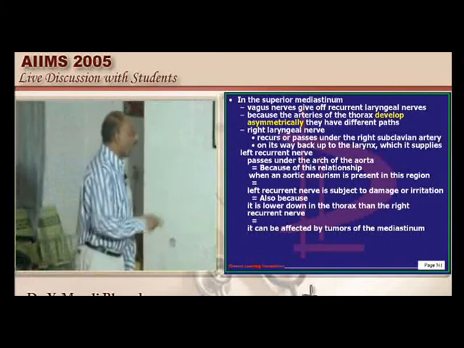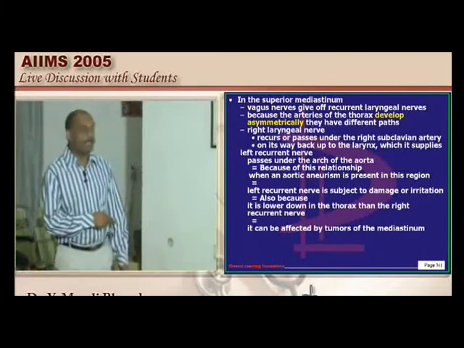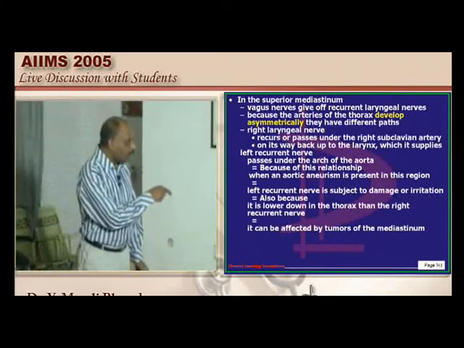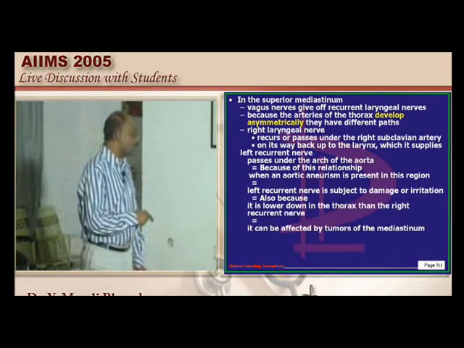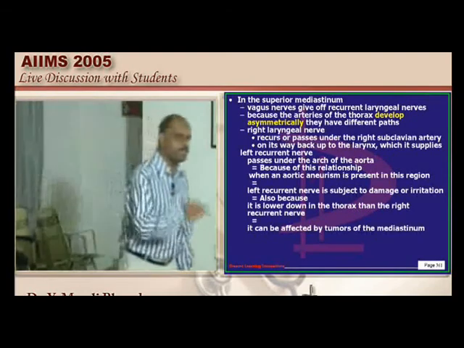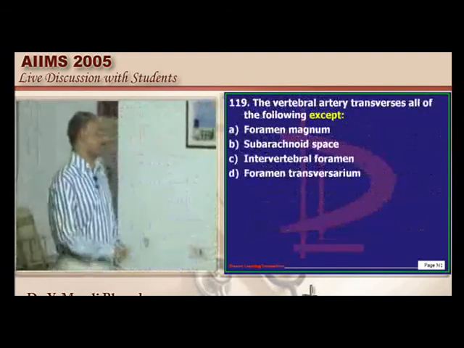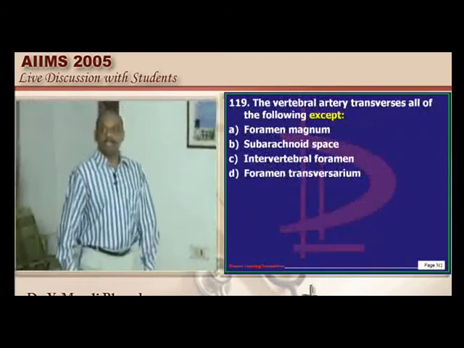And one more thing is, if you compare right and left, the left recurrent laryngeal nerve is more in the lower thorax compared to that of the right recurrent laryngeal nerve. That's the reason it is much more vulnerable to become affected by the tumors of the mediastinum, is what I want to underscore to all of you. Now let's go to the next question.